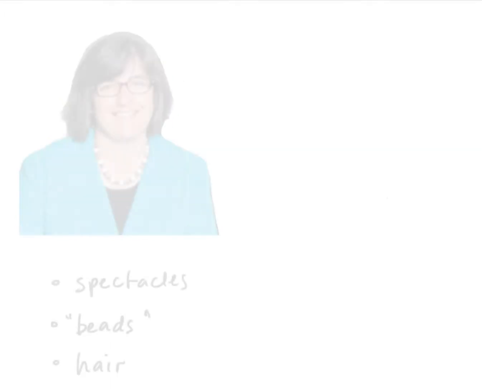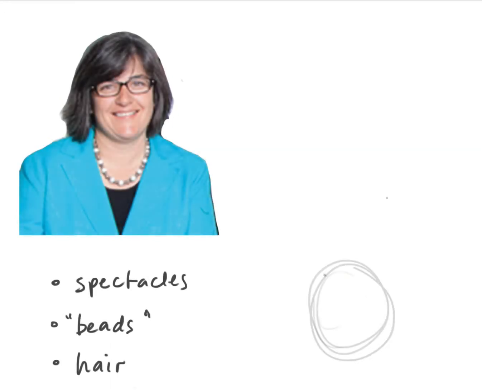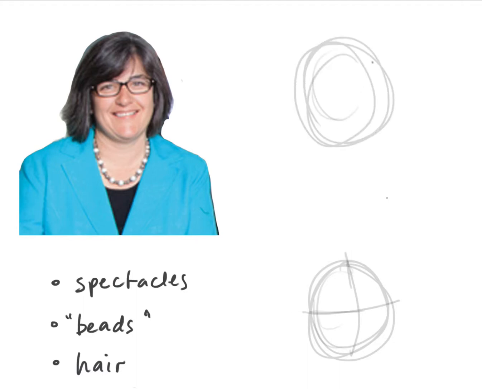So when you're drawing someone and trying to turn them into a cartoon, you need to look for the main features that you would use to describe that person if you were looking at their photograph and trying to tell someone how to find them and recognize them. The first thing we see about this lady is her heavy spectacles. She's got a relatively round face, she's got some beads on, and then her hair is a dominant feature.